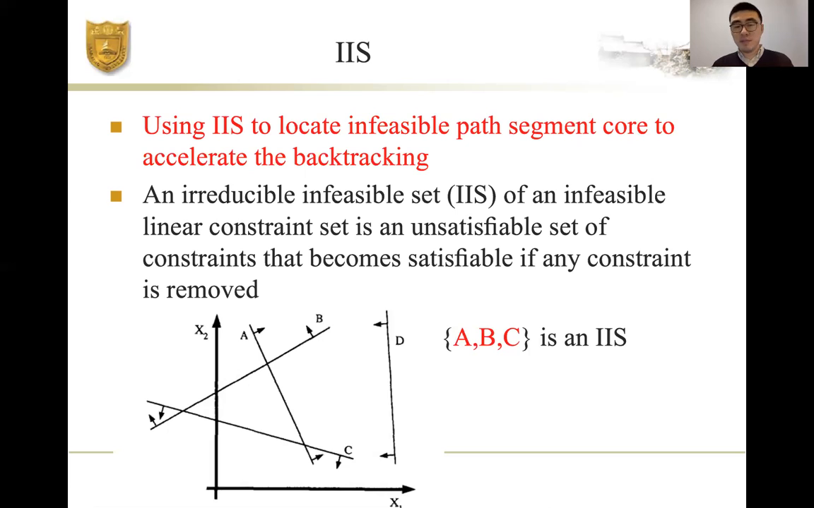But actually, the constraint D here is really innocent. It has nothing to do with conflicting with any other constraints. The reason here is A, B, and C. They conflict with each other. So here, A, B, C is an IIS. First, A, B, C, put them together. It's infeasible. And then you remove any one from A, B, C. The left part is feasible. Okay.